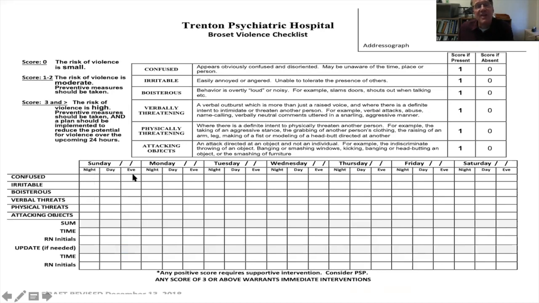And so it's done for 3 shifts. And so when these are completed, you'll see 1s and 0s throughout this entire week, and you'll see the sum. Now, if there is an elevated score, this is where you would put the update. So when you do a second Bröset checklist, you would put that number here, and the person is also putting the time and their initials. And in this way, we're not only communicating, but we're talking about whether the interventions on the units worked.